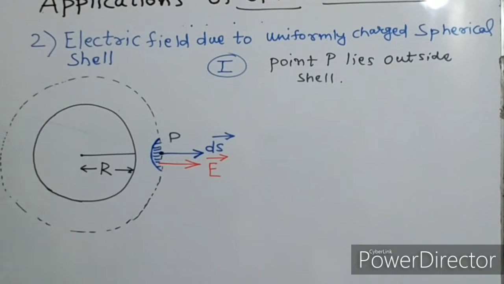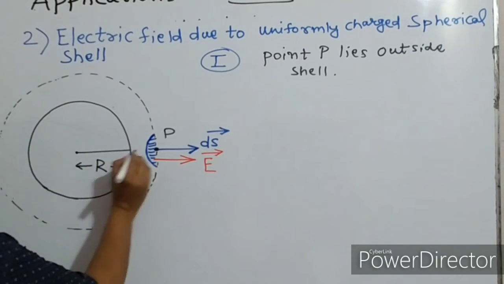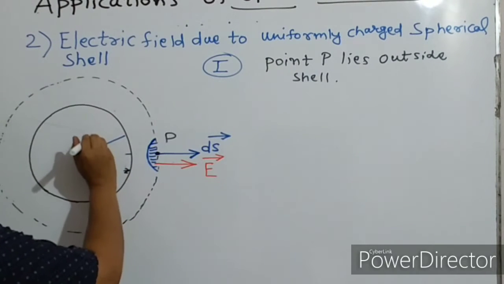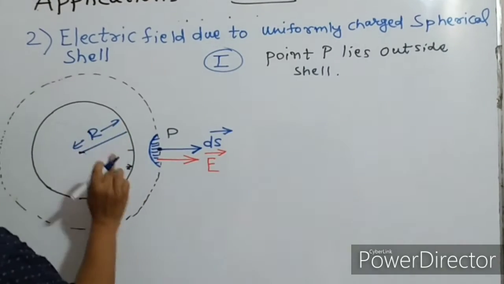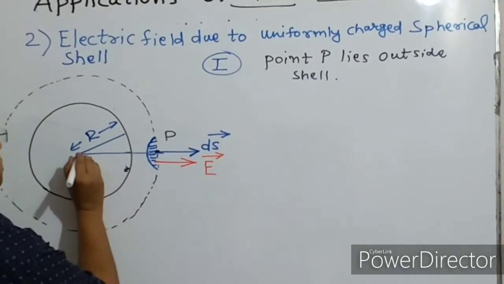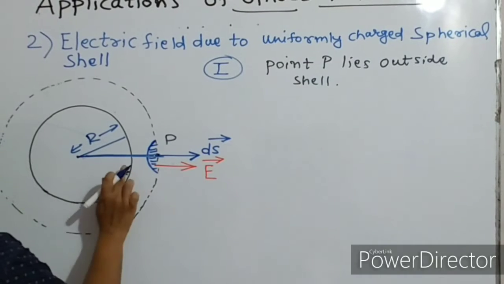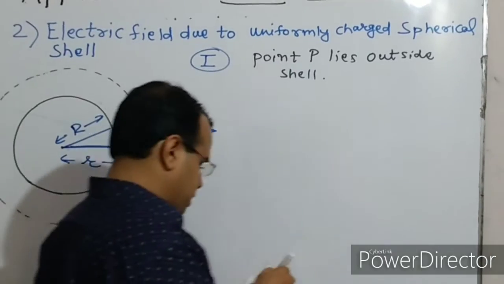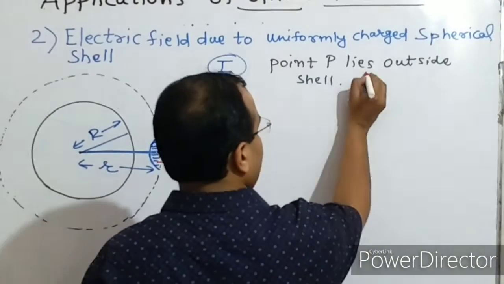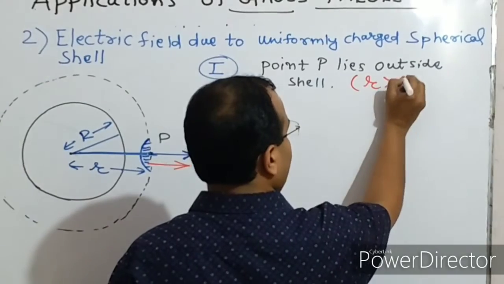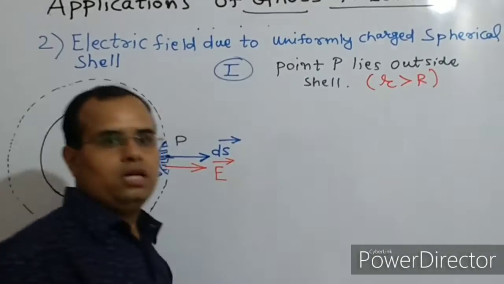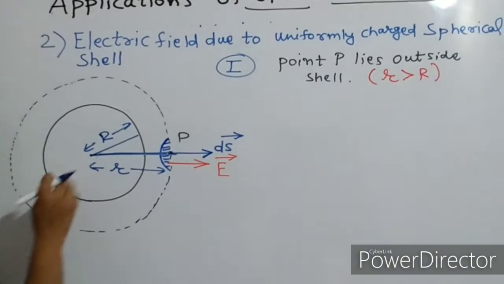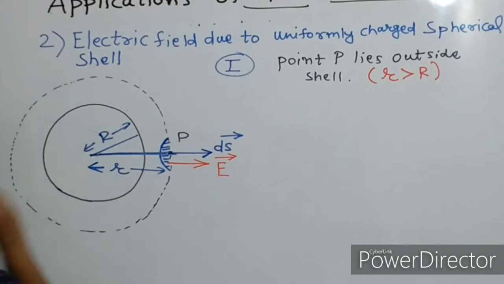Let us consider the distance of this point from the center. This is R, the radius, and let us consider that this distance is small r. In this particular case, the distance of the point, small r, is greater than capital R, which is the radius of the spherical shell. Now how will we find this? That we have to discuss now.